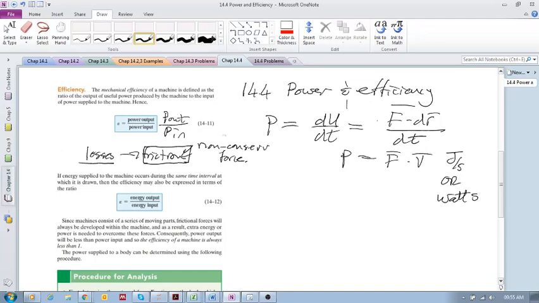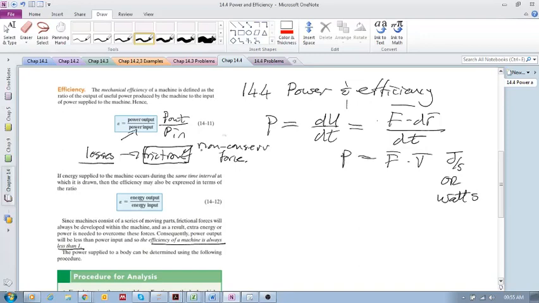So within an engine, for example, because of all the parts that are moving and causing friction, we have losses. We lose energy due to friction. So the power that we get out of our system will always be less than the power that we put into our system. Always, always, always. Machines consist of a series of moving parts. Frictional forces will always be developed within the machine, and as a result, extra energy or power is needed to overcome these forces. The efficiency of a machine is always less than 1.